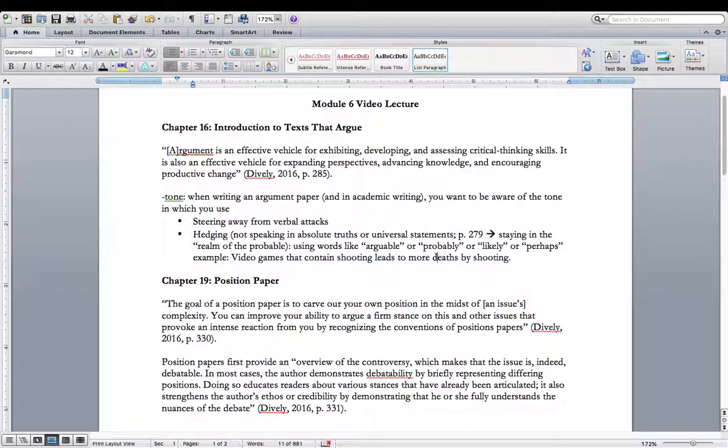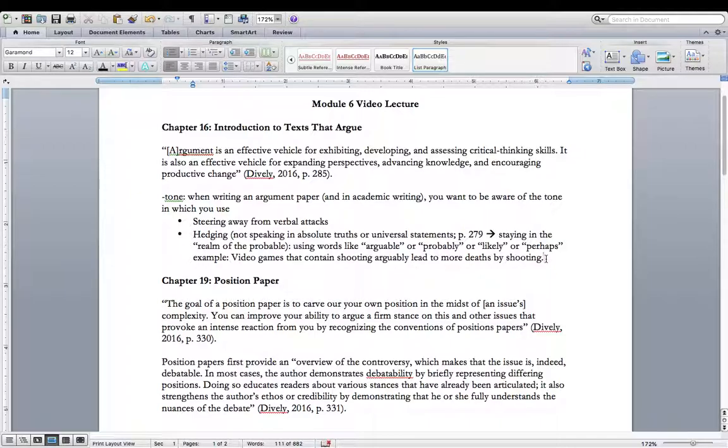So if I was dead set on arguing this, I could say that video games that contain shooting arguably, oh God, I have wrong subject-verb agreement. I'm terrible, and I can't spell. Arguably lead to more deaths by shooting.